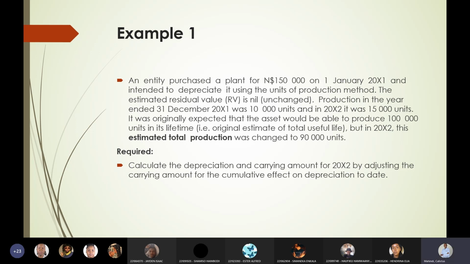I'll give you 3 minutes to calculate depreciation for 20X1 only: the depreciation for 20X1 as well as the carrying amount for 20X1. All of you should be doing this. It's 8:58 now, so I'll give you until 9:01 to do that, and then I expect someone to give me an answer: the depreciation for 20X1 only and the carrying amount at 31 December 20X1.